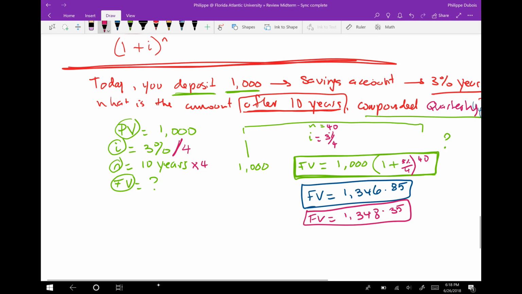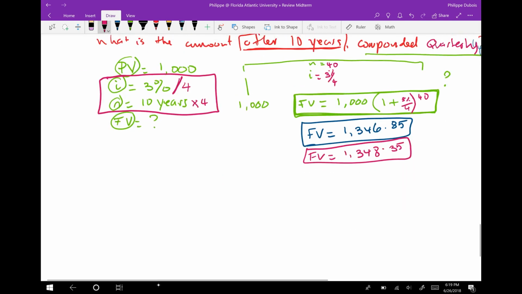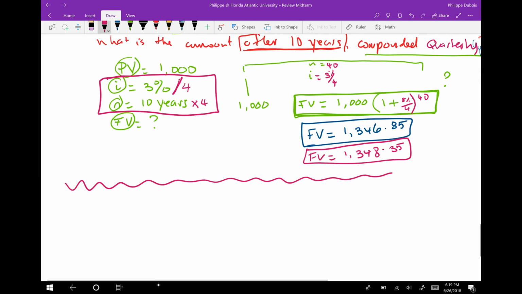Please be sure to pay attention to your number of periods and pay attention to your interest also, because it will make a big difference in your answer, and that will be the difference between you getting the answer right or getting 0 for that particular problem.